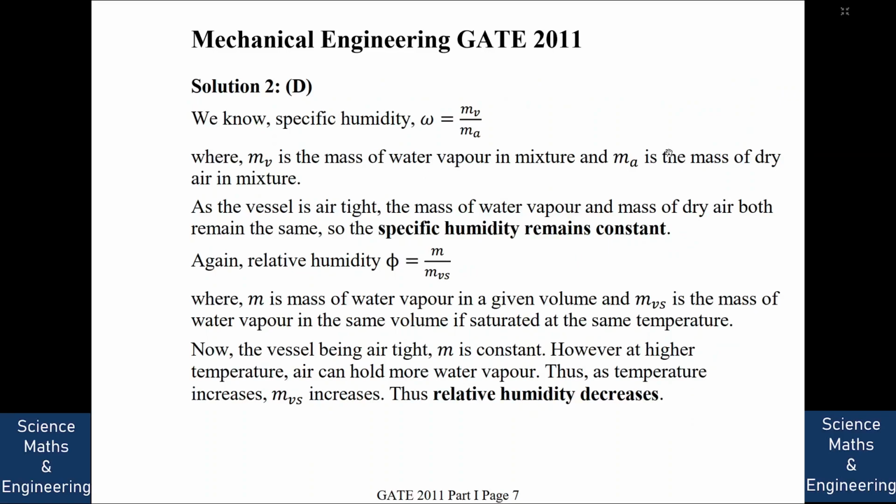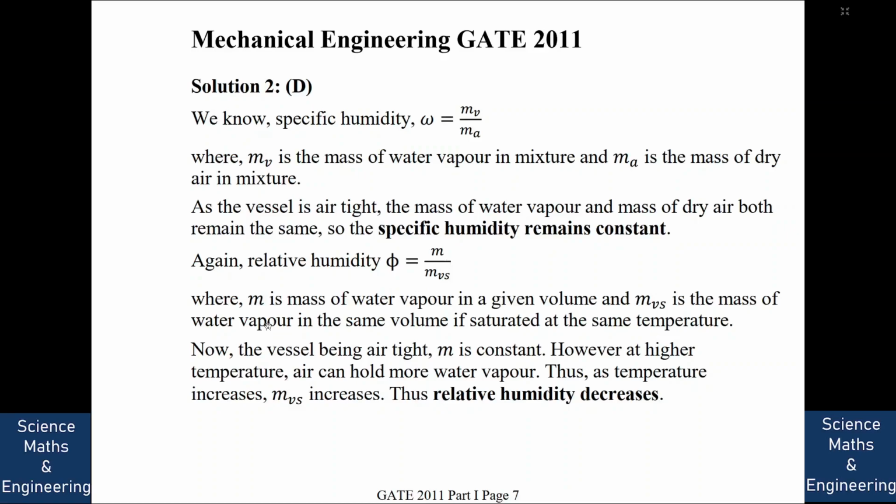Now we can see that specific humidity omega is mv by ma, where mv is the mass of the water vapor in the mixture and ma is the mass of dry air in the mixture. In the question it is said that the air is in an airtight vessel, so the mass of water vapor and the mass of dry air are both constant, so specific humidity remains constant.